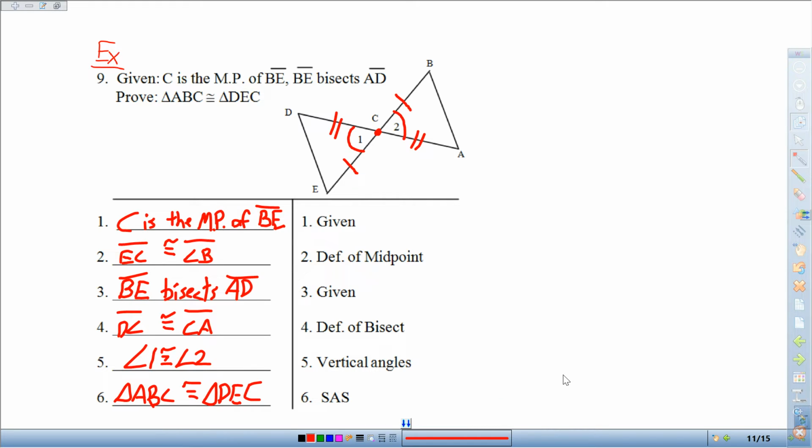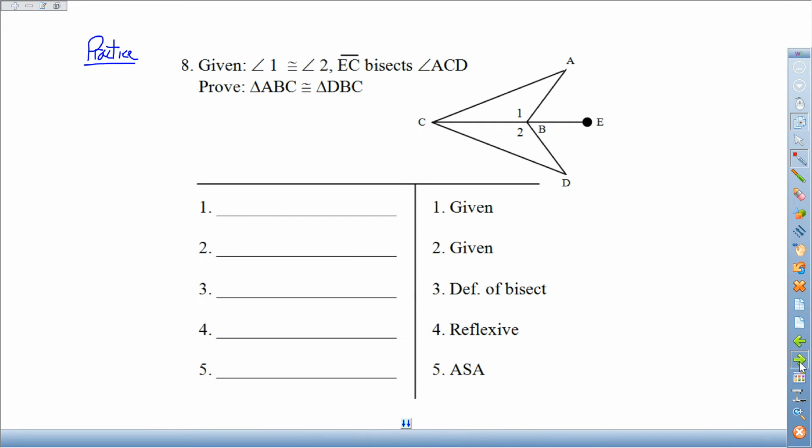Okay, so hopefully you're starting to get the flow of these, and knowing, oh, midpoint, I'm going to do definition of midpoint. Bisect, oh, I'm going to get definition of bisect, and that those are giving you congruent pieces. Okay, so I'm going to have you guys try number 8 out on your own. So go ahead and back up to that one. All right, give it a try, and then I think I have one more I want to do.